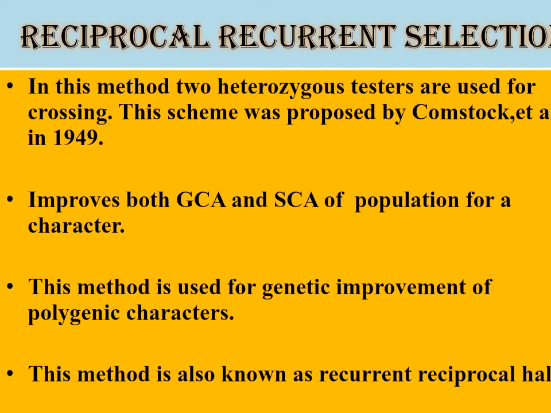Reciprocal recurrent selection. In this method, two heterozygous testers are used for crossing. The scheme was proposed by Comstock et al. in 1949. It improves both GCA and SCA of a population for a character. This method is used for genetic improvement of polygenic characters. This method is also known as recurrent reciprocal selection.